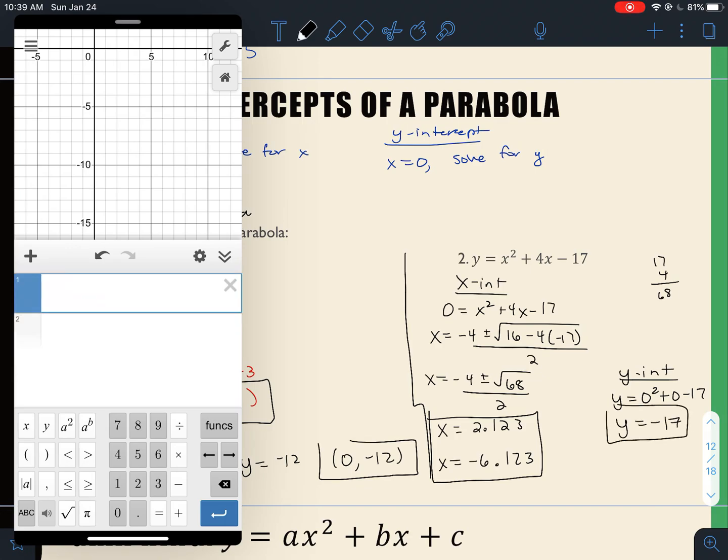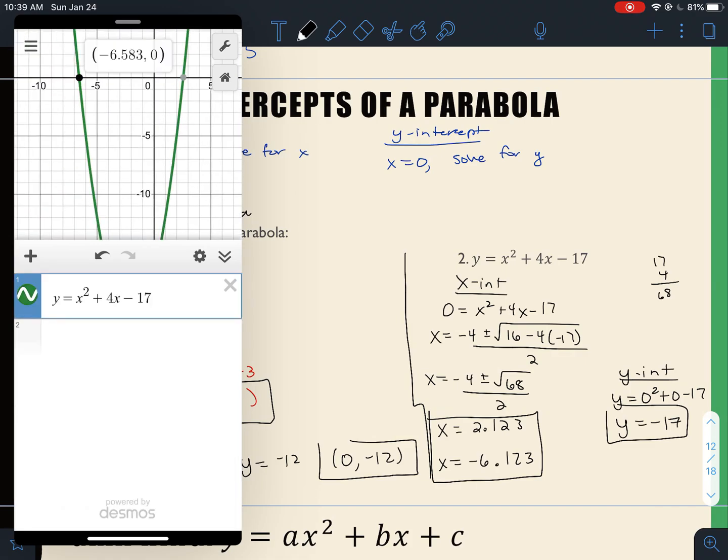So if I go to graph that, y equals x squared plus 4x minus 17, and I want to check the intercepts. So notice something's off. What happened? It's not just 68. Ms. Hefflinger is making some careless math mistakes, gentlemen. I apologize. So we have to do 68 plus 16, and so we would get 84. So it's going to be the square root of 84.